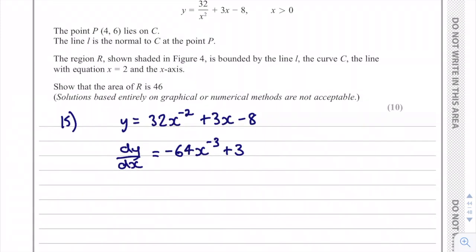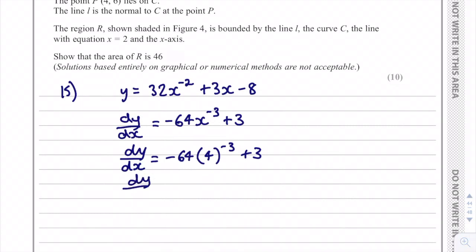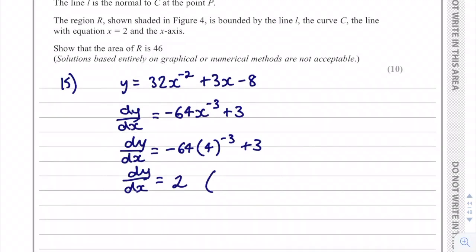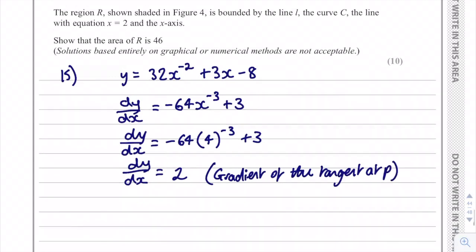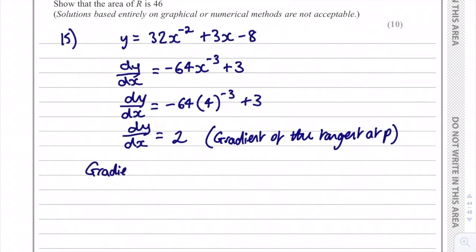Now the point P has x coordinate of 4. So it's going to be dy by dx equals minus 64 multiplied by 4 to the power minus 3 plus 3. If you work that out on your calculator, we get an answer of 2. So that's the gradient of the tangent at P. So the gradient of the normal at P is going to be the negative reciprocal, which is going to be minus 1/2.